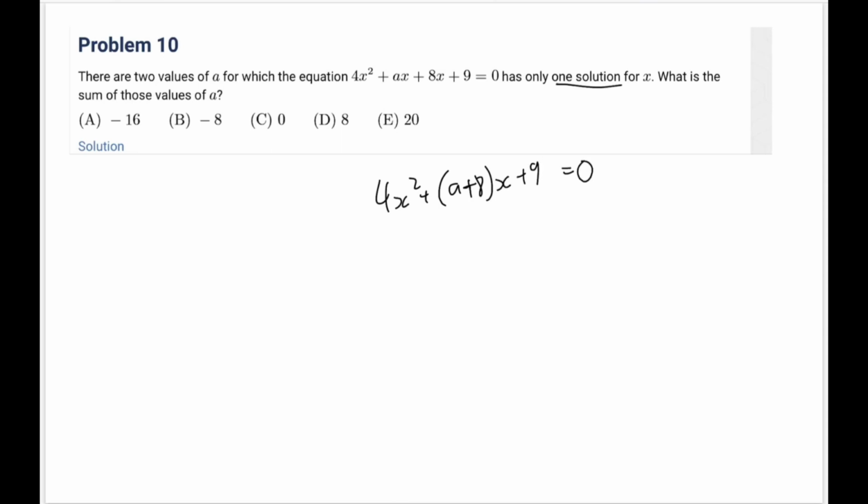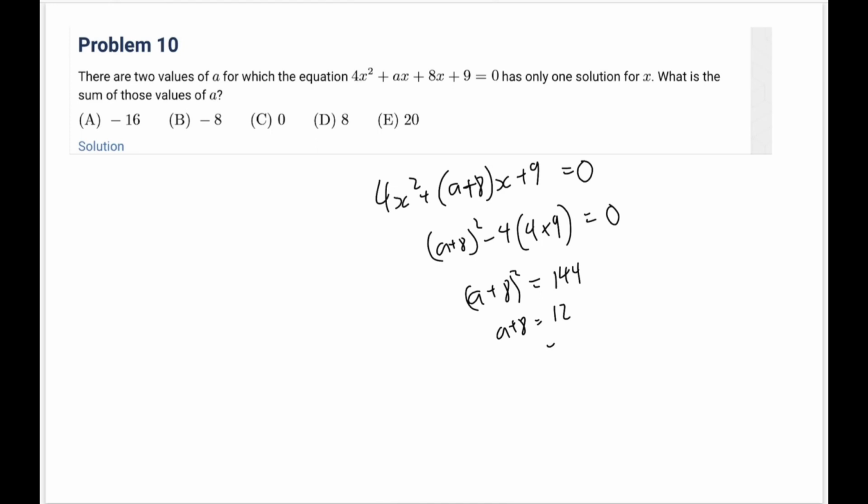So it has only one solution. That means that the discriminant equals 0, right? So this is (a plus 8) squared minus 4 times 4 times 9. This is 0. (a plus 8) squared equals 144. a plus 8 equals 12 and minus 12.